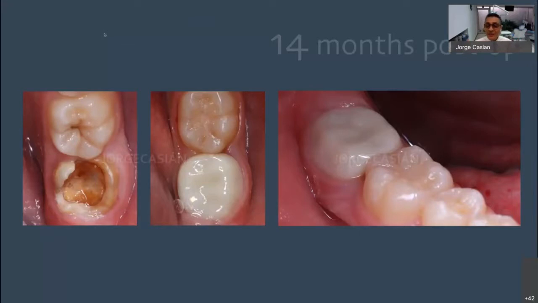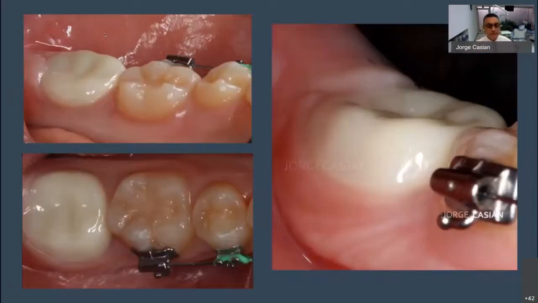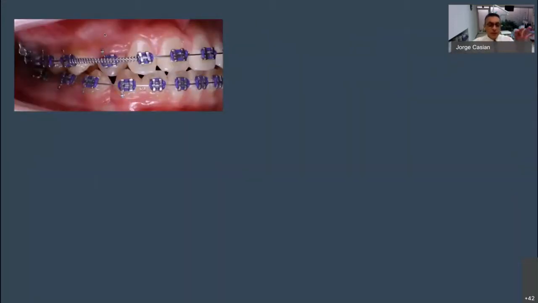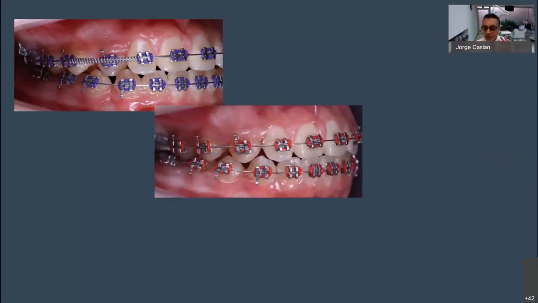And the tooth sensitivity had disappeared completely. Look at the crown. Look at the gingiva around the crown. It looks healthy. That is because one of the most important advantages of zirconia is to be biocompatible. In this photo, the lower and upper brackets were placed. In this photo, I am opening the mesiodistal space with an open coil spring to correct the crossbite of the canine. And after some months, I did it.